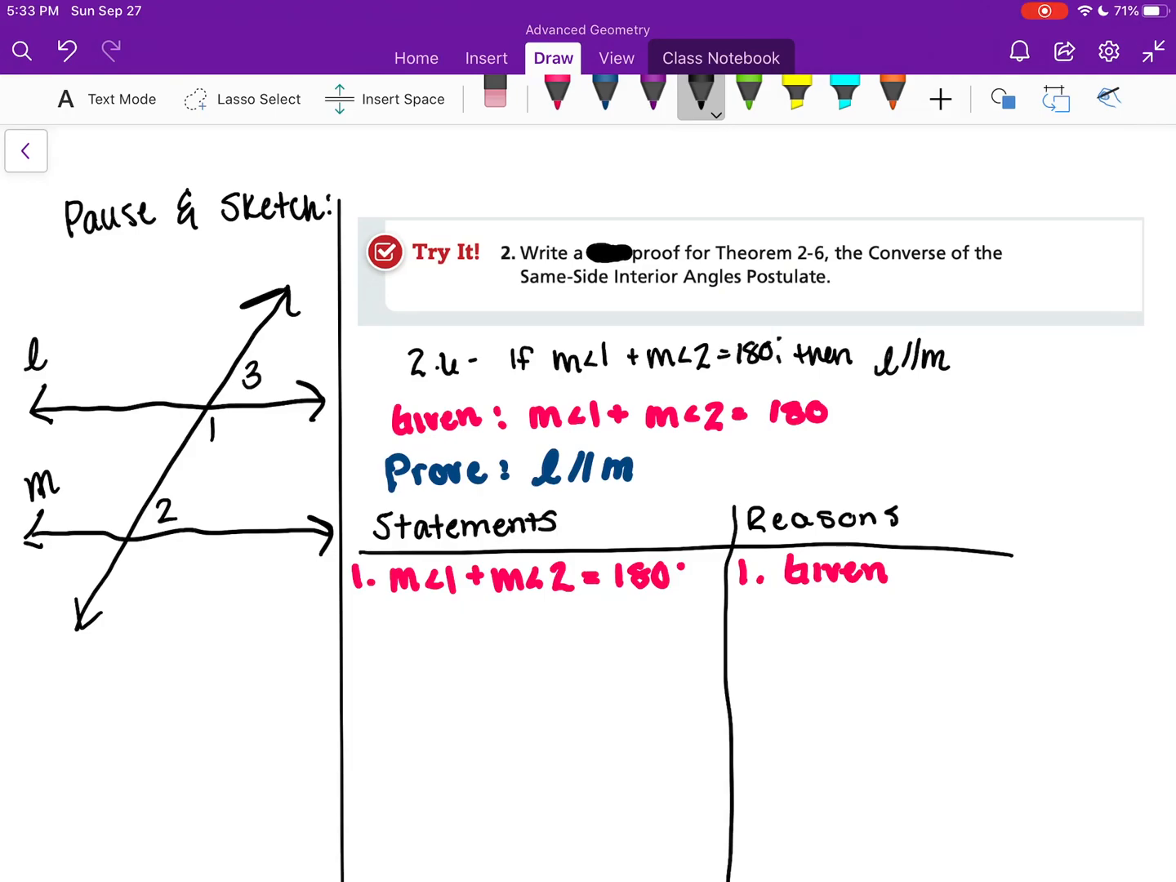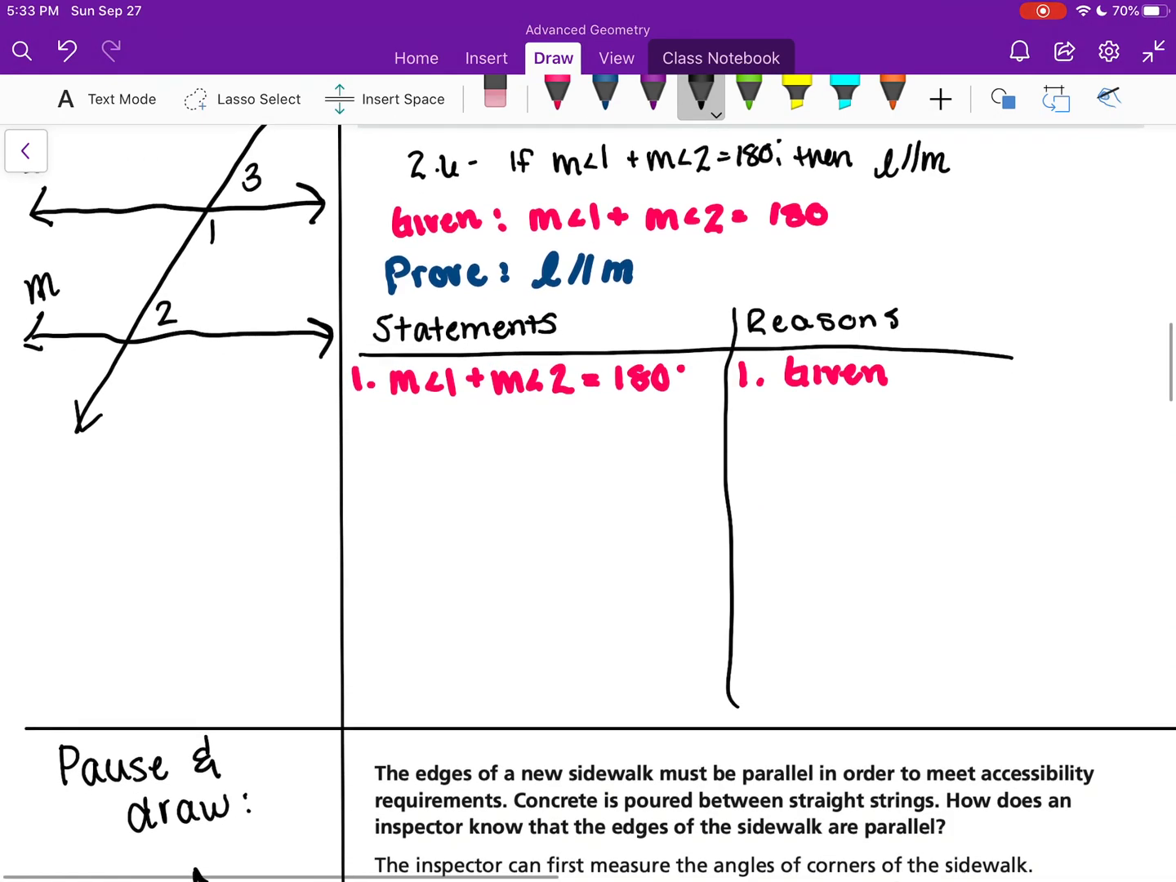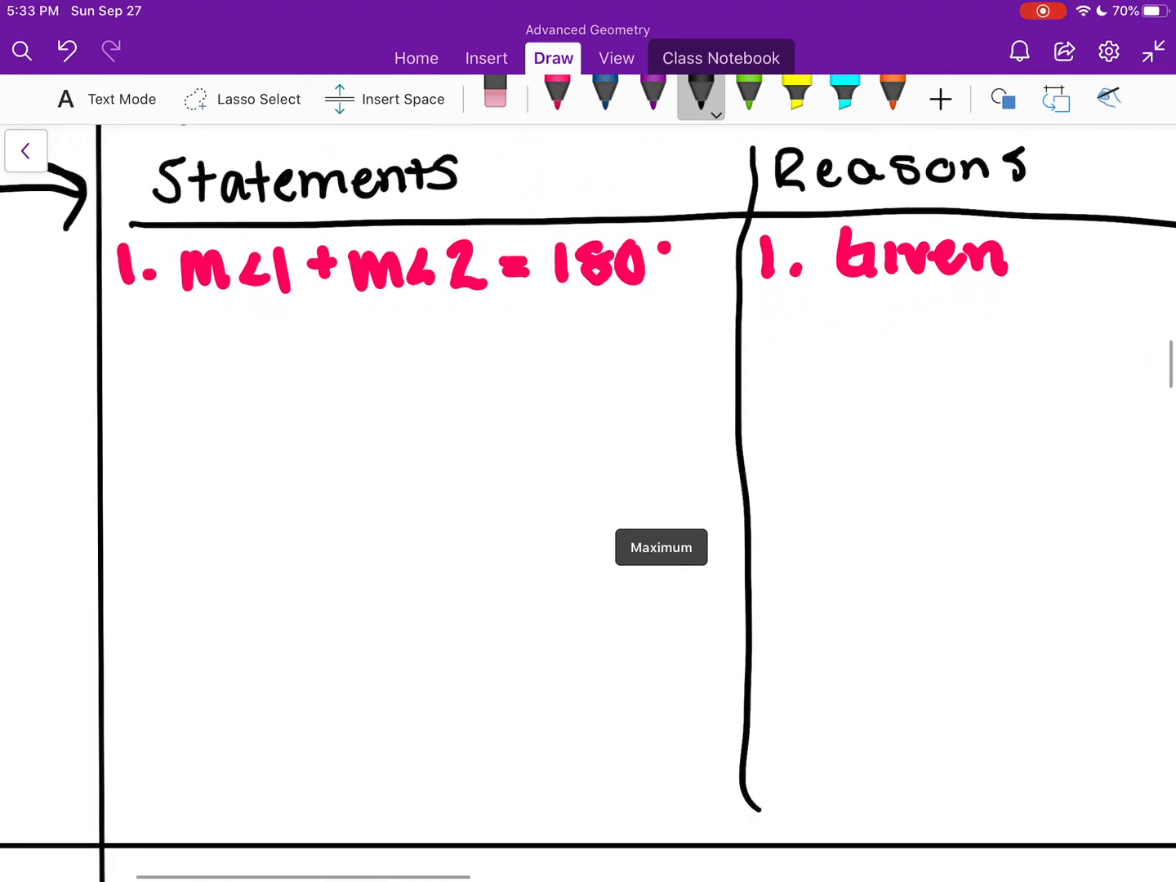And now since we're trying to prove this, our given is going to be that the measure of angle 1 and the measure of angle 2 equals 180 degrees, because that is the first part of our statement. And what we are actually going to try to prove is that we know the lines must be parallel. So let's get our two columns going, and I've already written our given as our number 1, that the measure of angle 1 plus the measure of angle 2 equals 180 degrees, and that is given to us.